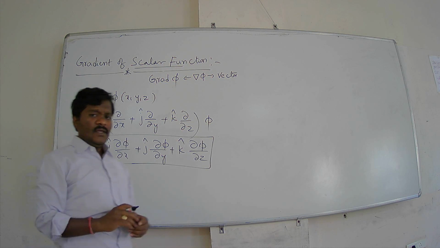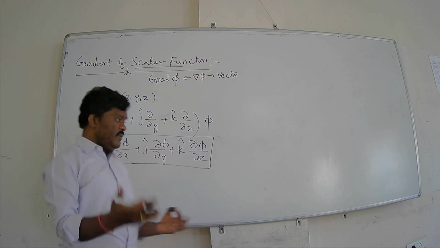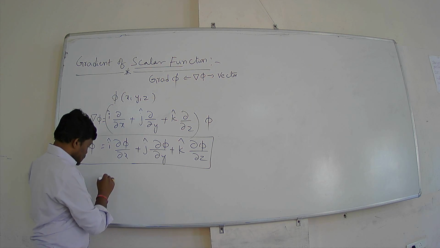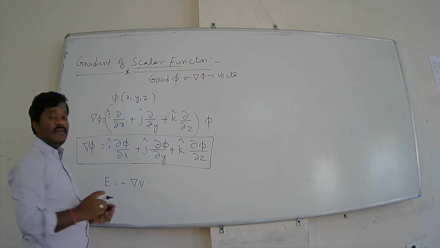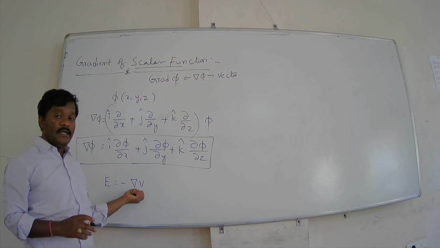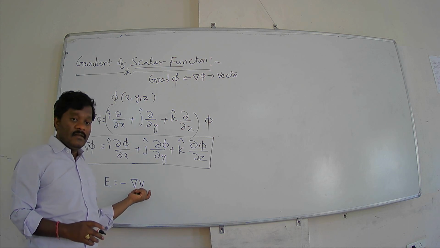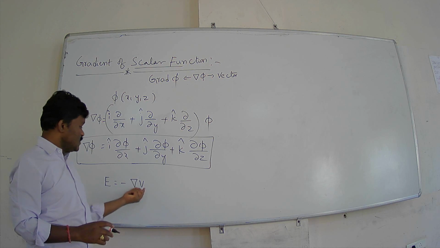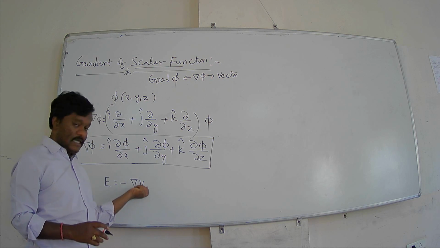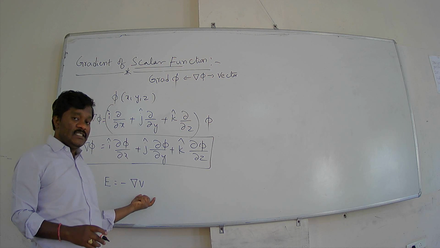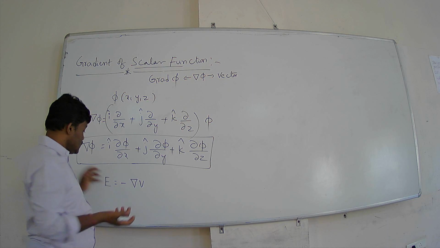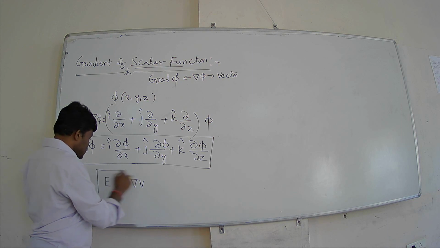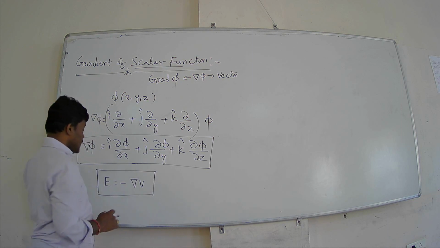And you may know this from your earlier classes, even from PUC. Electric field is nothing but the negative gradient of the potential. Here the electric potential is there, and the gradient of the potential is represented in the form of the electric field. So basically the electric field is represented as the negative gradient of potential.